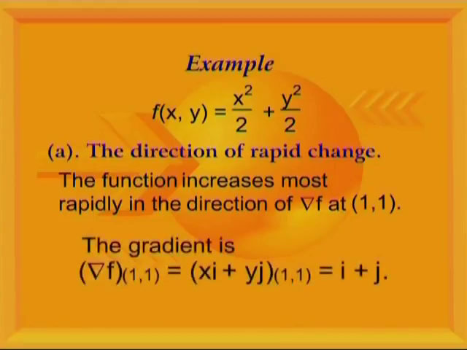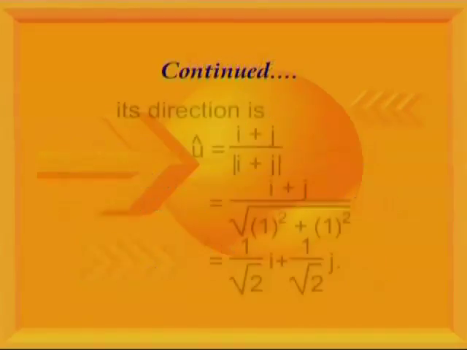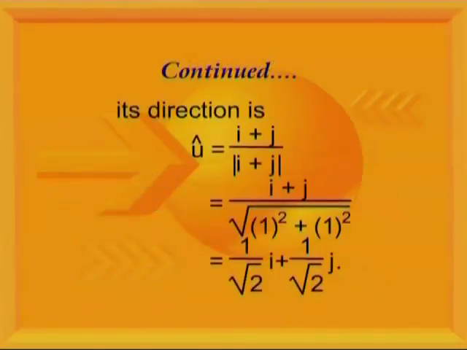The gradient is the value of del f at the point (1, 1), and that will be xi plus yj at (1, 1), which is equal to i plus j. For direction, we will find the unit vector along this direction, which will be i plus j divided by the magnitude of i plus j. The magnitude is square root 2, so that is the vector 1 over square root 2 i plus 1 over square root 2 j.